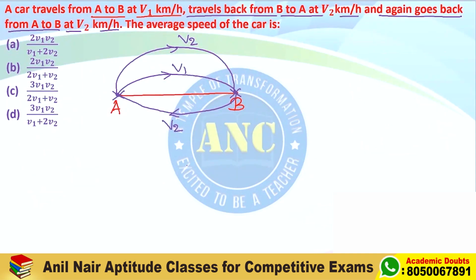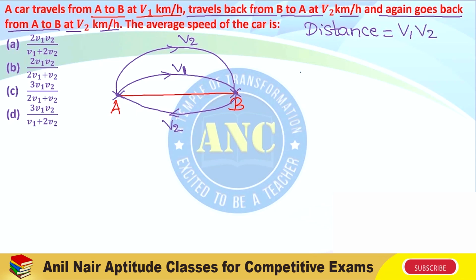Same explanation in this question also. One of the speeds is V1, another speed is V2. So the distance will be assumed as the LCM of V1 and V2, so it is V1 into V2. I hope you are clear. So can I say that I am assuming the total distance as V1 into V2 kilometers. So this is the total distance.